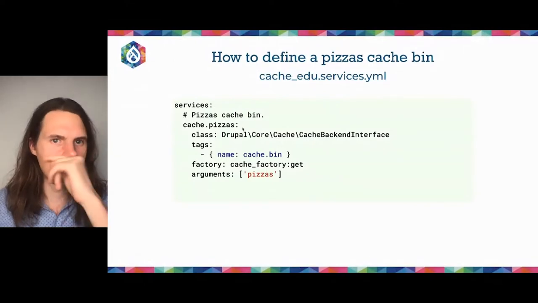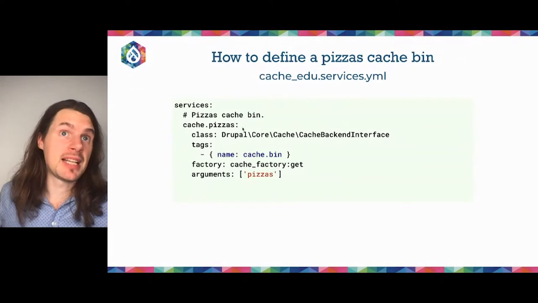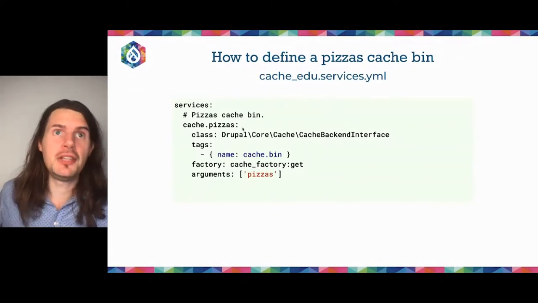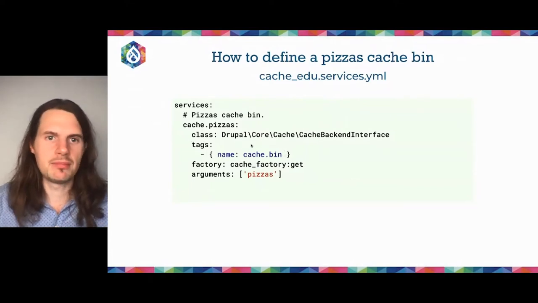We're gonna get to questions in a moment. One of the things people asked was, hey, how do I find my new pizza's cache bin? And it's very simple. You just see it in cacheedo.services.yml. Just have the pizza's cache bin. We have the class here, the tags. We add the factory, and here the argument's name. And essentially, this is the internal service name, and this is the name of the cache bin. And we just add the tag, and that's it. So simple copy and paste.